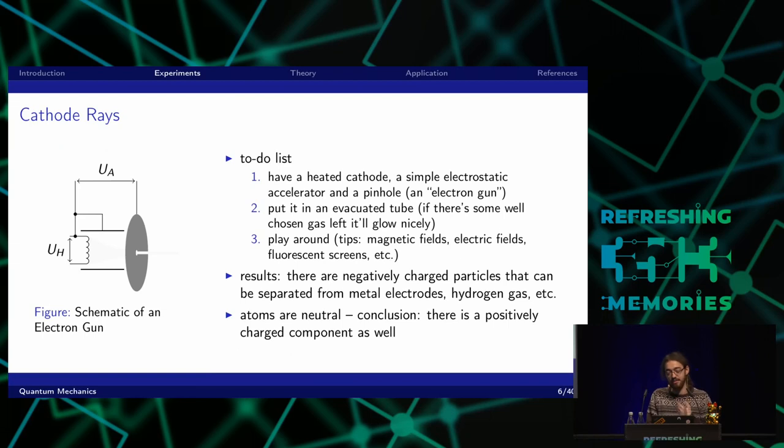And now we had those evacuated tubes and those electron guns. So we put an electron gun in the evacuated tube, perhaps left a bit of gas in, because then it glowed when the atoms in the gas were hit by the electrons, so we could see the cathode ray. And then we play around. We take magnetic fields and see how it reacts to magnetic fields. We take electric fields, how does it react to electric fields, and so on. And what we find out is we somehow must have negatively charged particles that flow nicely around in our almost vacuum. And because atoms are neutral, which is just known macroscopically, there must be a positively charged component in the atom as well.